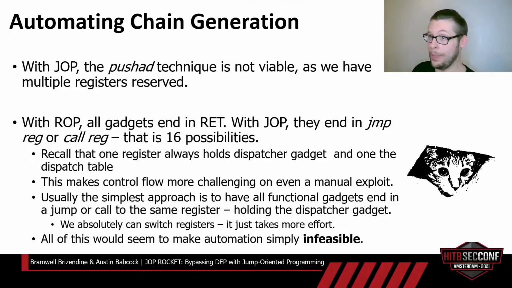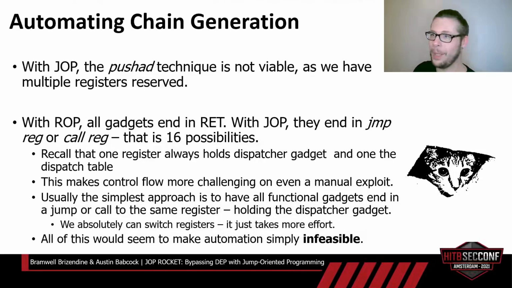And keep in mind what this is: it's a functional gadget jumping to the dispatcher. And so we'll have certain registers set aside for those purposes, and those registers need to remain deconflicted. And the other registers, we can use them to do things like setting up our stack parameters. So it really seems that all of this would maybe make automation infeasible because all of these different registers could be used for different purposes. And how do you keep track of all of that?